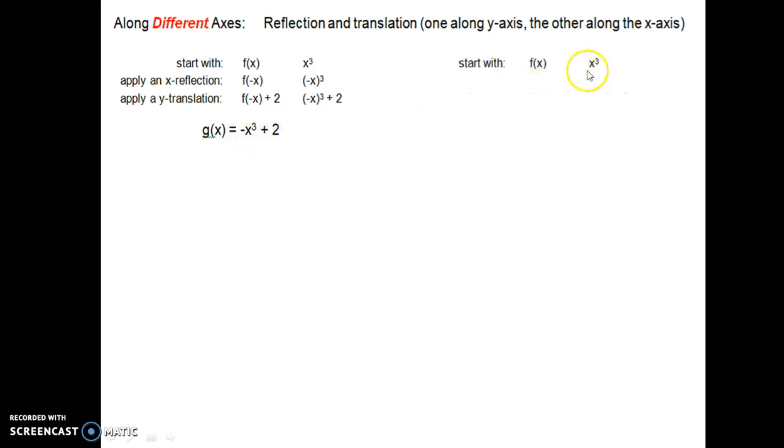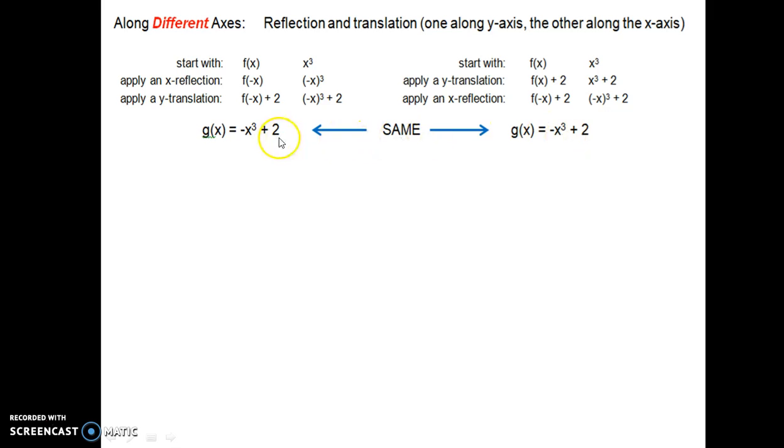Now let's take a look at the same function, but we're going to take these two transformations and do them in reverse order. So we're going to start with the translation this time. So there's our translation along the y. And then we do the x reflection. There it is, that negative x there. And we end up with this. Hey, it's exactly the same function. So the order that we did these two in doesn't matter. Which one we did first and second, the order didn't matter, we end up with the same function. And the reason was we did one along the x, one along the y.